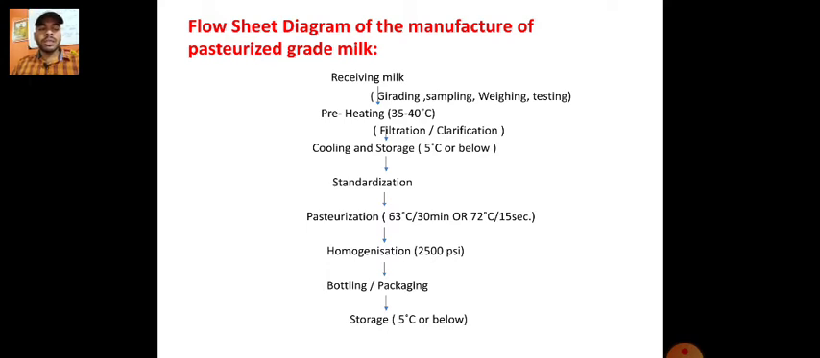These two types of pasteurization methods we will discuss in the next part of this chapter. Then homogenization at a pressure of 2500 psi, and after that bottling and packaging is done. Then the last one is storage below 5 degrees Celsius, that means cold storage. This is the flow sheet diagram, or method, of pasteurized milk from receiving of milk to storage for the consumer.